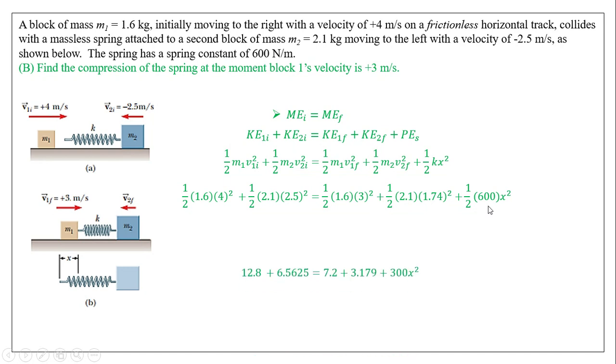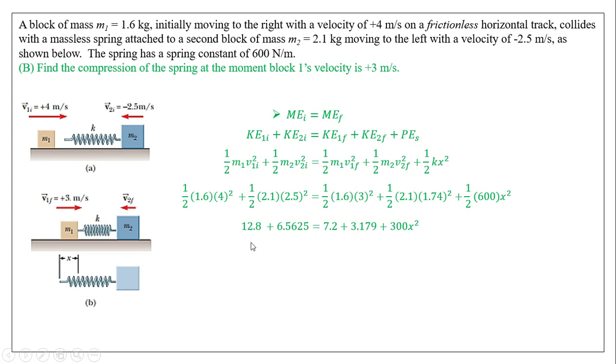All right, so I'm just going to simplify my work. On the left side, you do your calculator work. The left term here reduces to about 12.8, and the second term here is about 6.5625. And then likewise this term here is 7.2, and 1/2 times 2.1 times about 1.74 squared is about 3.179, and then 1/2 times 600 is just 300.